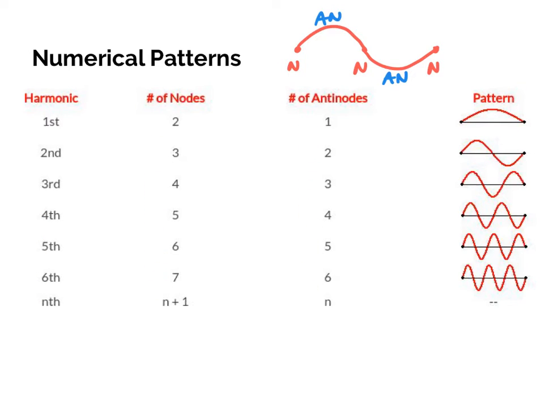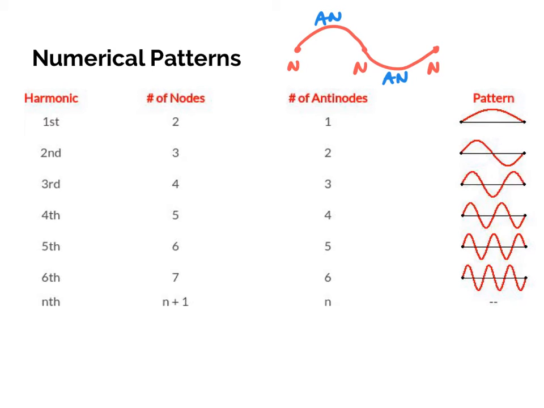The number of antinodes is also going to increase by 1. You'll notice that the number of antinodes, n, is always going to equal the standing wave pattern or the harmonic that I'm at. So if I'm on the 6th harmonic, that means I need 6 antinodes. Count here, 1, 2, 3, 4, 5, 6.